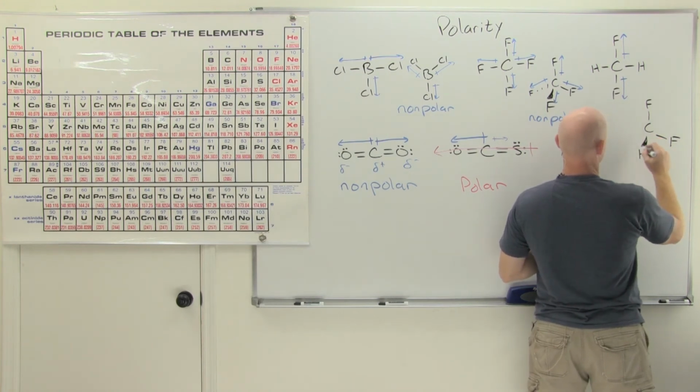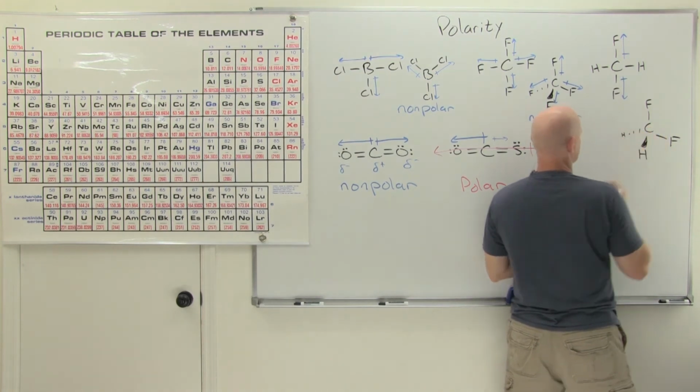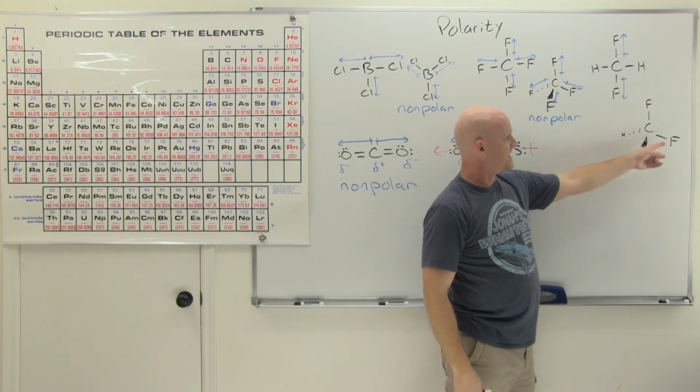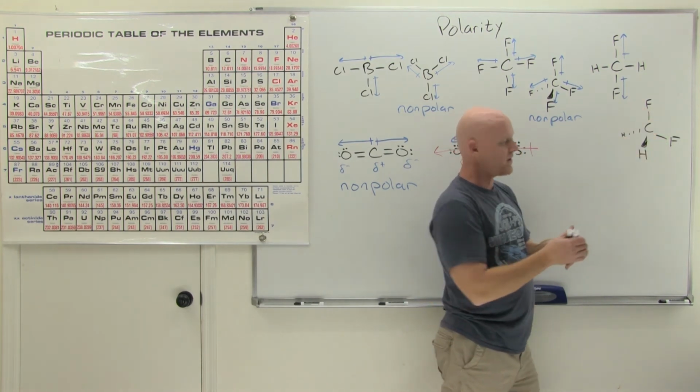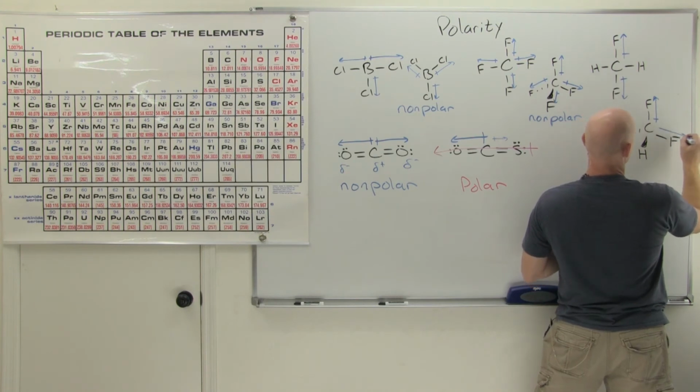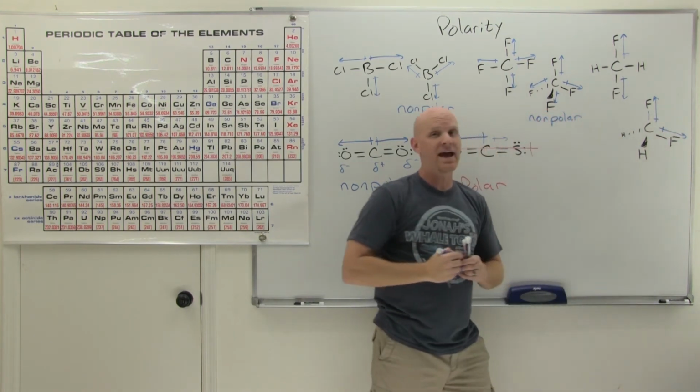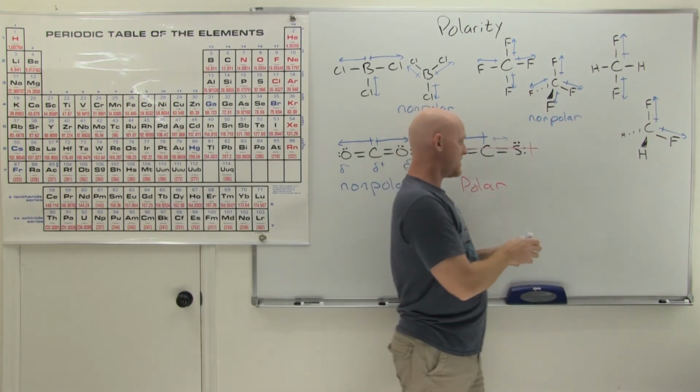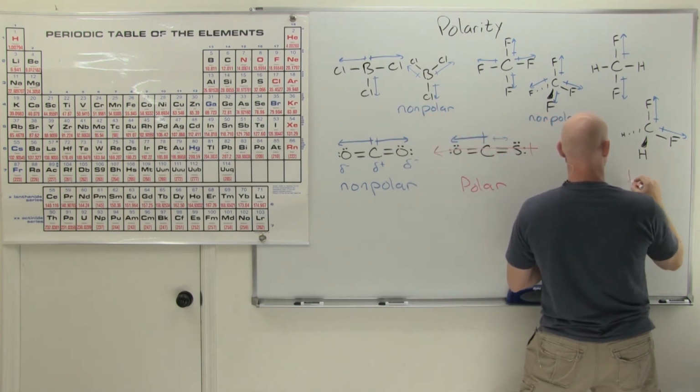So if we redraw this to give a better representation of what's going on here, and use our handy dandy three-dimensionality, we'll see that they definitely only point 109.5 degrees apart. And so those individual bond dipoles for those carbon-fluorine bonds are not going to perfectly cancel. And as a result, this molecule is going to be polar.